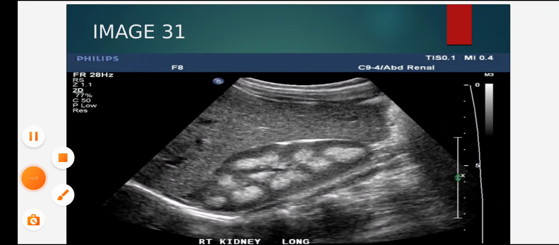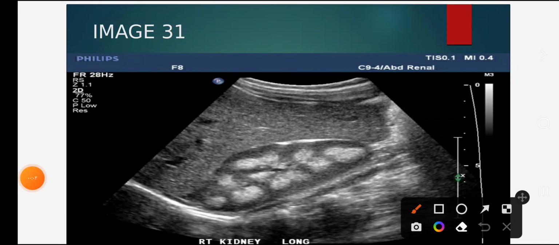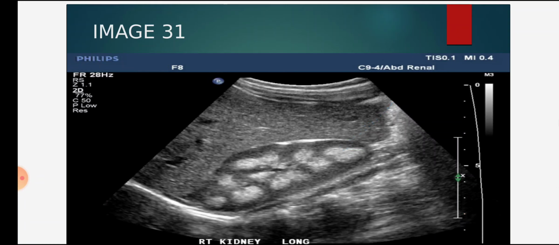Number 31. You see the increase in the echogenicity of the renal medulla. The pyramids are normal and hypoechoic to the cortex. The appearance is typical of medullary nephrocalcinosis. Medullary nephrocalcinosis may have many causes.